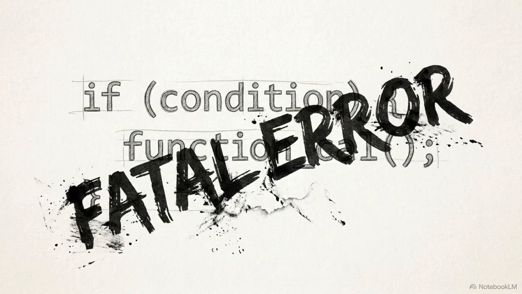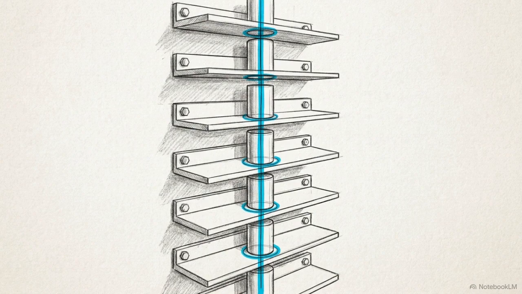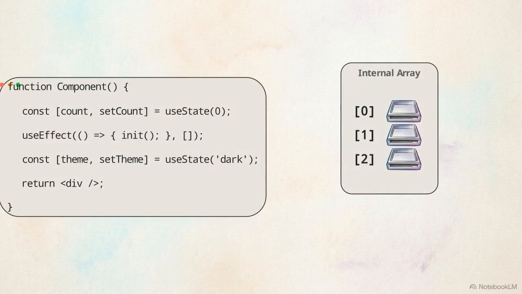There is one unforgivable error when using hooks: placing them inside conditionals, loops, or nested functions. They must be called at the top level of the component, in the exact same order every single time. This memory mapping explains why the rule exists. React doesn't identify hooks by their variable names. It maps local state to a hidden array index based purely on the sequence in which the hooks are called during the render phase.